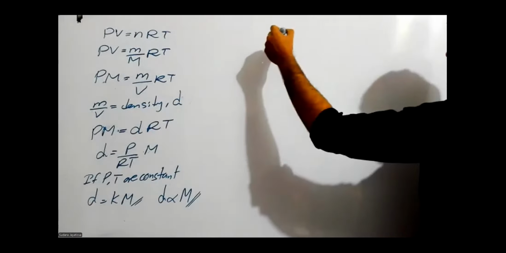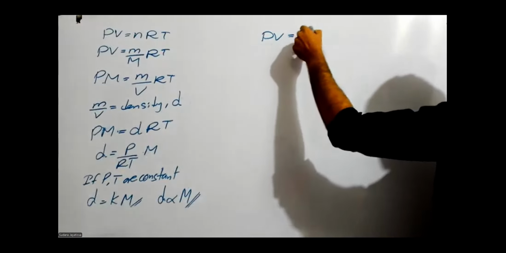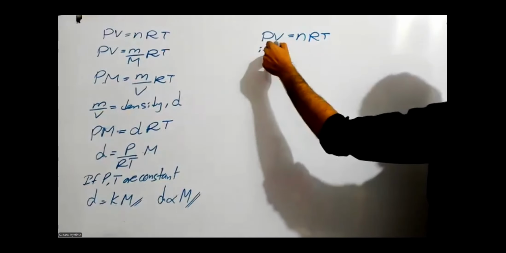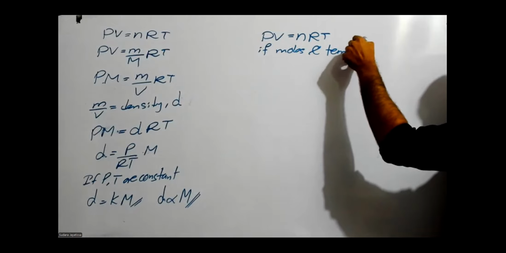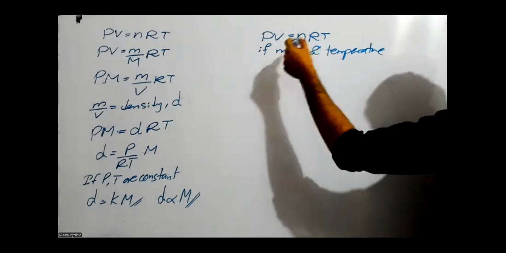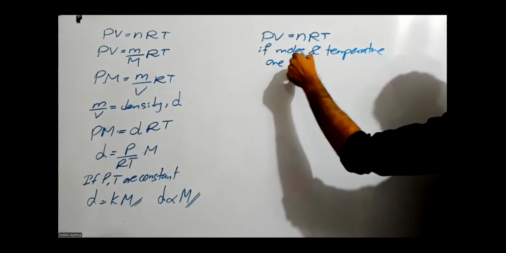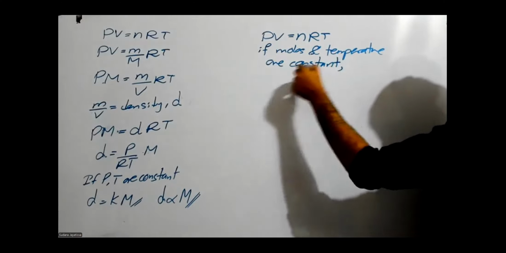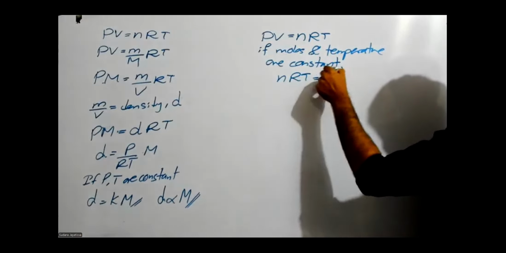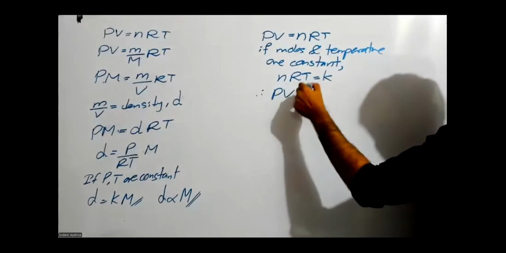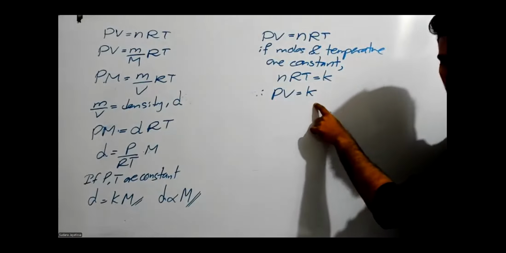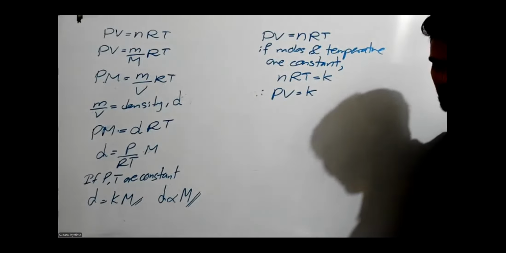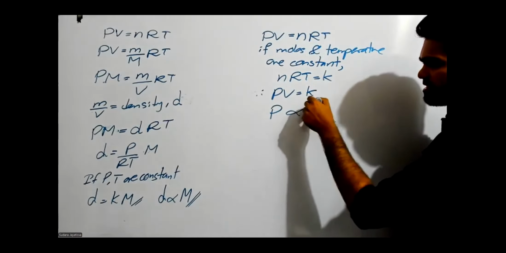If you want to derive that one, this is how you write it. Take PV equal nRT. Then say, in words, if moles and temperature are constant, you can say nRT is a constant. So therefore PV equal K. If the product of two variables is equal to a constant, then they will be inversely proportional. Or you can write it like this.